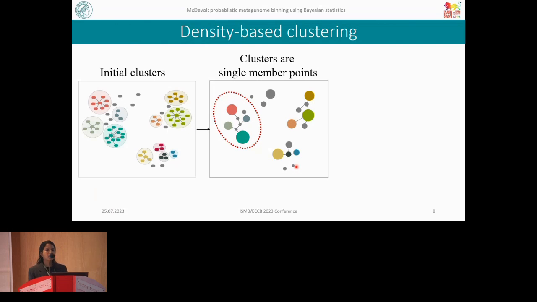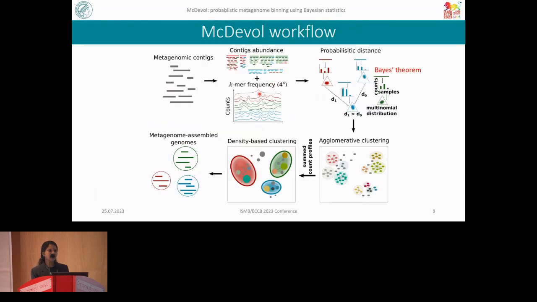With this, the McDevol workflow starts by calculating contig abundance from alignment BAM files and k-mer frequency from the assembled sequence file. We combine these two count profiles, and compute a Bayesian theorem-based probabilistic distance on the fly during our agglomerative clustering. The initial clusters we get would then be refined by density-based clustering. The bins that come out of these two-stage clustering steps are the output from McDevol.